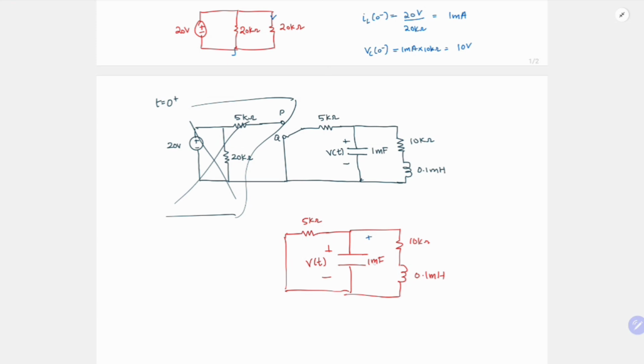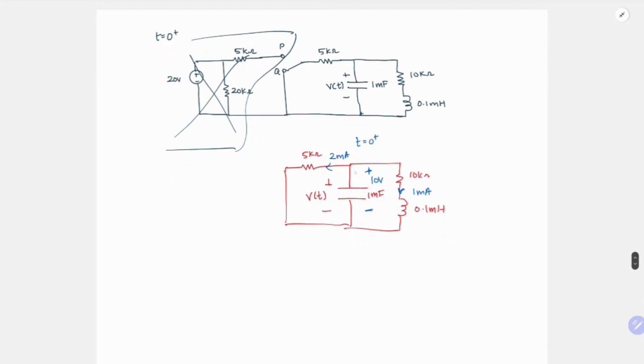So the voltage across this cap should be 10 volt at t equal to 0 plus. And similarly, the current in this arm cannot change because the inductor will hold that current. So this current should be 1 milliamp. So if this is 10 volt, what should be the current in this arm? It should be 10 by 5k, which is 2 milliamp. So what is the current flowing across your cap? The current going out of your cap, IC, is nothing but 2 milliamp plus 1 milliamp. So IC of 0 plus is 3 milliamp.